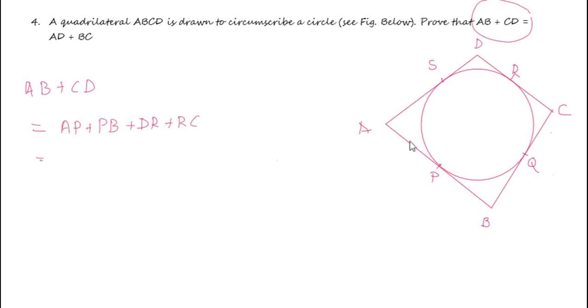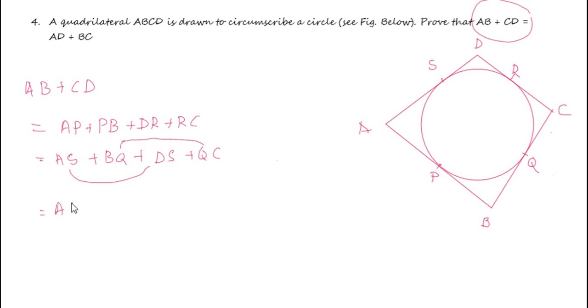Now AP is a tangent from point A. AS is also tangent from A. Therefore AP equals AS. So instead of AP I will write AS plus PB. PB and BQ are equal, so I will write BQ. Similarly DR equals DS. RC equals QC.